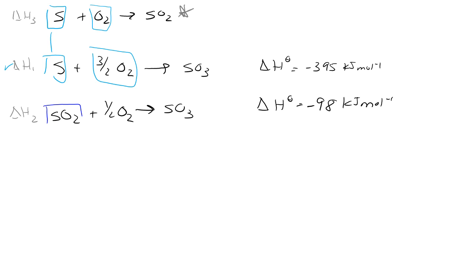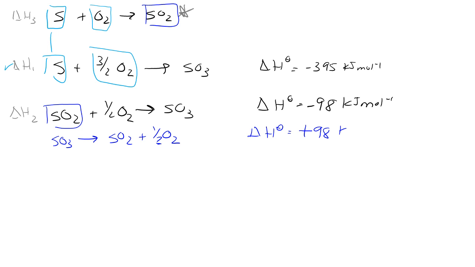Here we have SO2. SO2 is on the product side of the reaction we want. It's on the reactant side of the reaction given to us. So we actually need to reverse this reaction. So we're going to say SO3 is going to decompose into SO2 and 1/2 O2. Okay? When that happens, because we're changing the reaction, we now need to change this delta H into a positive 98 kilojoules per mole.